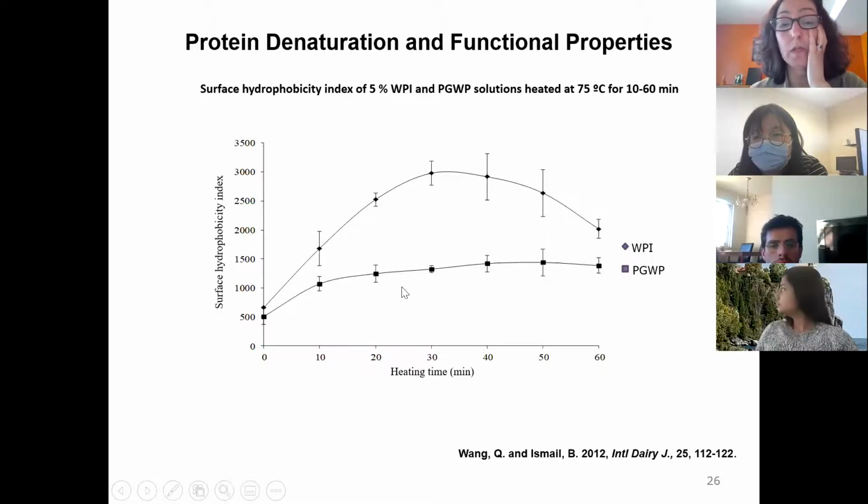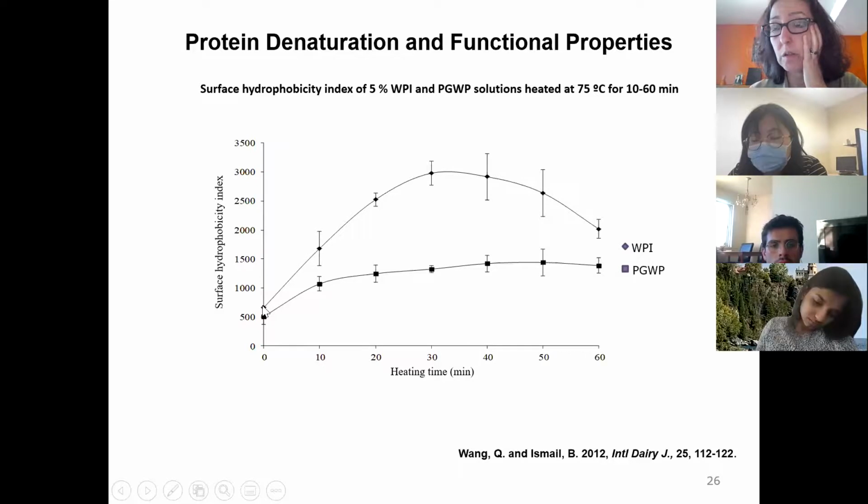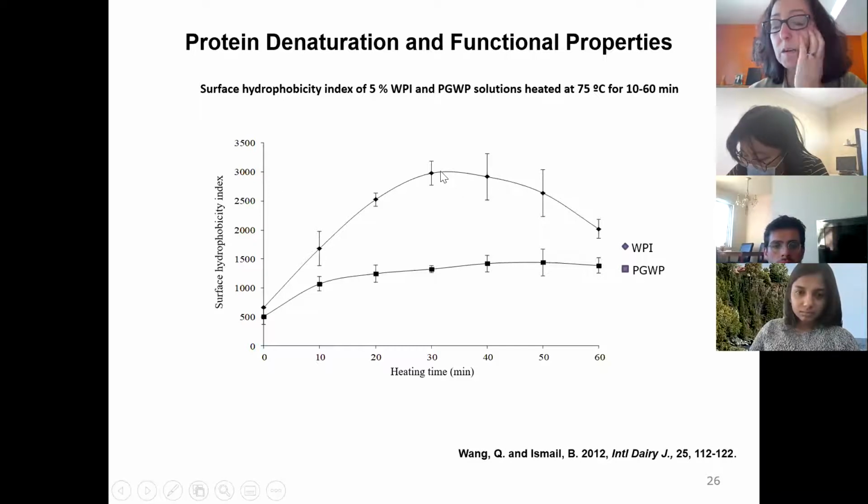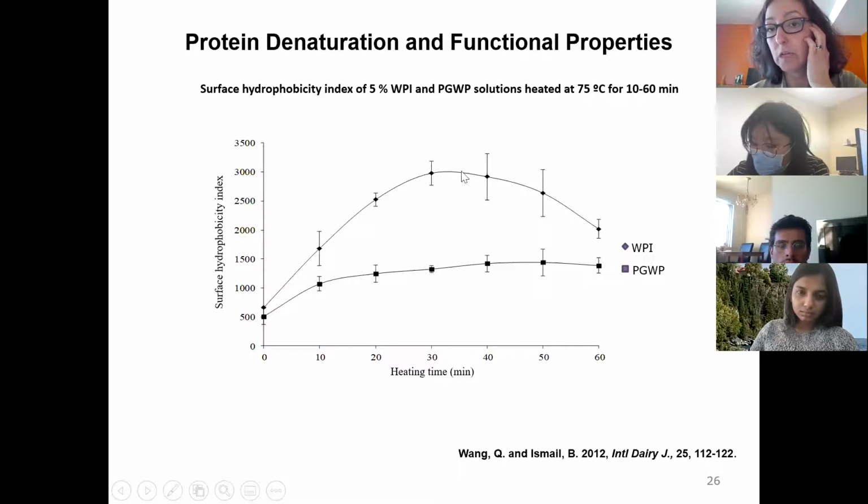So the glycated protein, because we glycated, it started with a lower surface hydrophobicity than the original protein. And we saw that whey protein naturally is going to denature at 75, and with more heat, more denaturation, and more exposure of hydrophobic interiors, so the surface hydrophobicity increases. With more heat, we see a decline in surface hydrophobicity. Can anybody guess why, instead of me telling you? So after heating it longer, the surface hydrophobicity decreased. Does that mean it became more soluble?